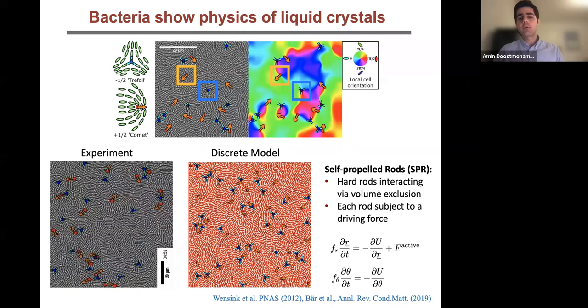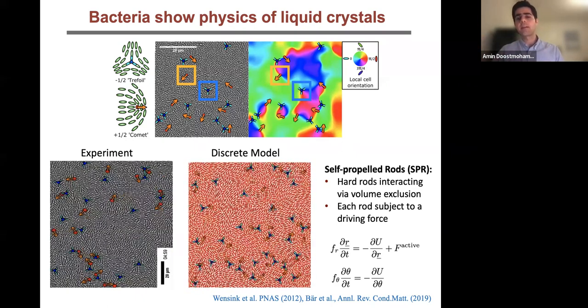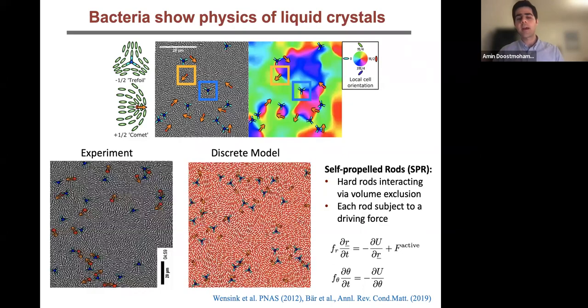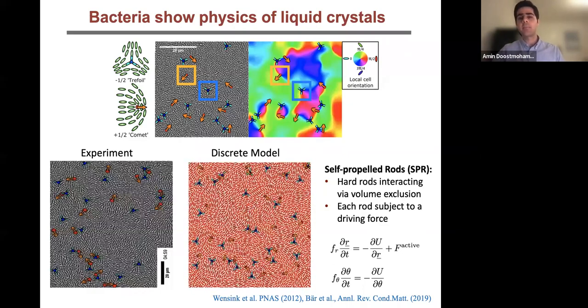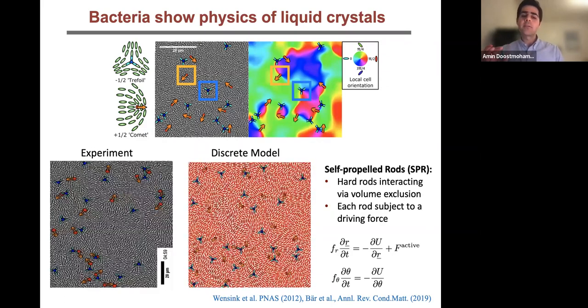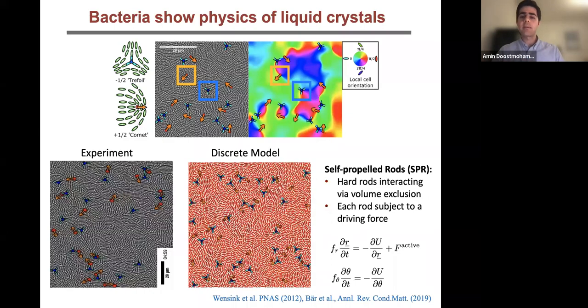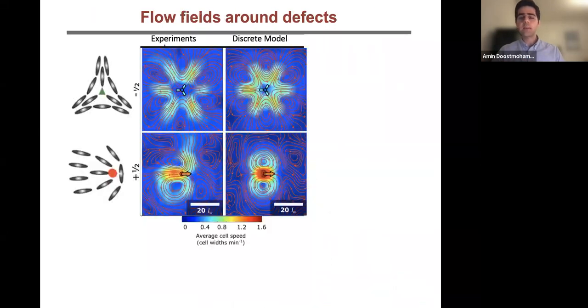It looks qualitatively like it's doing the same thing, forming these plus and minus half defects. They get created in pairs, annihilated, and you get a certain number at steady state. But more importantly, we can directly compare the velocity field around these defects between the experiments and the model. And here you can see the difference between the minus half and the plus half. The minus half has a symmetric flow structure, both in the experiments and in the discrete model.